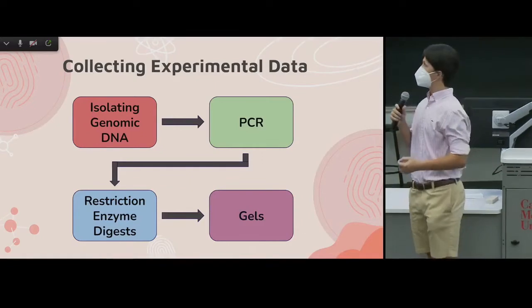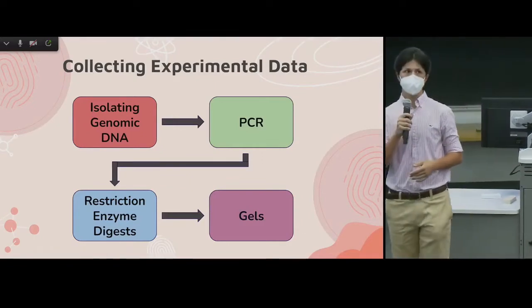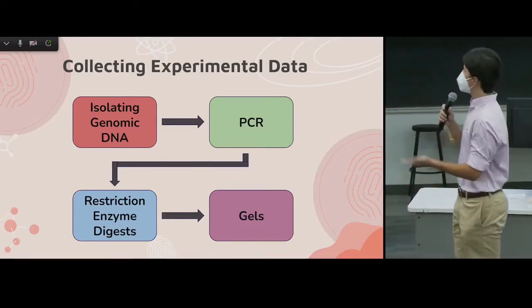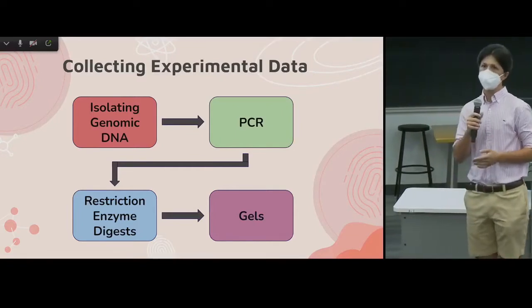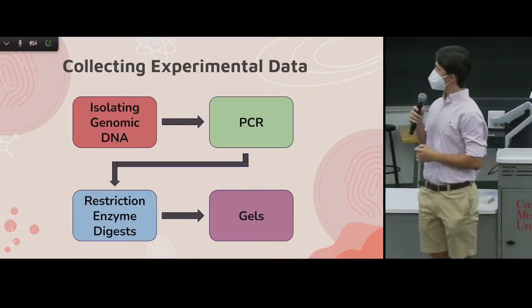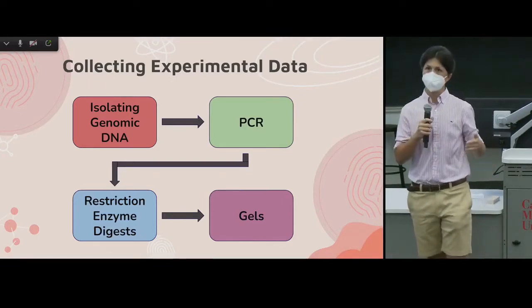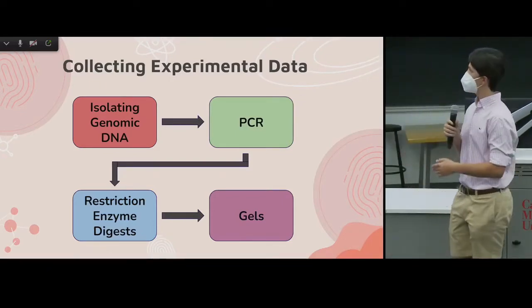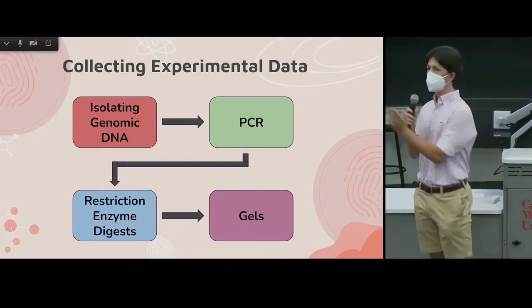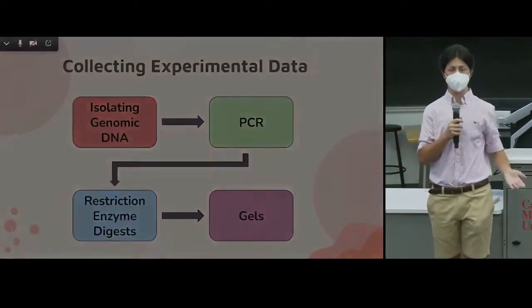side of things. The first thing we did was isolate genomic DNA from a bacteria sample, followed by polymerase chain reaction, or PCR, using that genomic DNA. We then digested that PCR product using restriction enzymes and ran the product of the restriction enzyme digest on an agarose gel, and that's where we recorded our data and shipped it off to the computer science team so they could do their computational analysis.